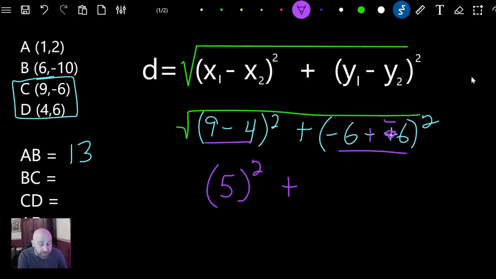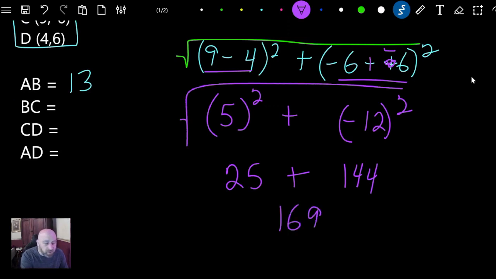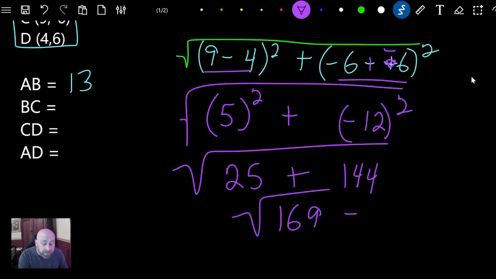So that's minus minus, so that's going to be -12, and that's going to be squared. And so if you're thinking right, we got the same exact thing we got last time, 25 plus 144, and that's going to give us that 169. Don't forget these are all still in square root signs, okay? And then that's going to equal 13.